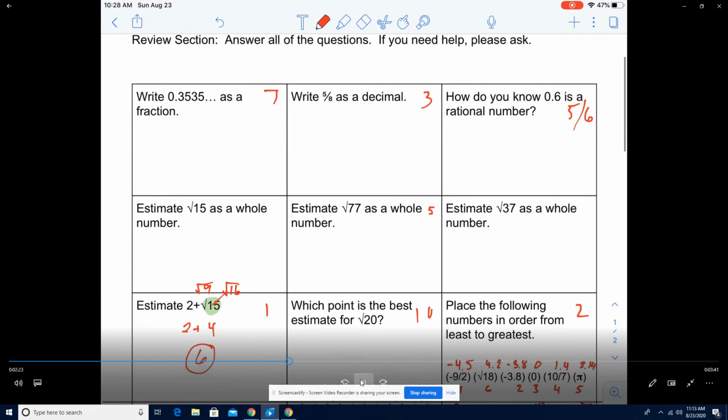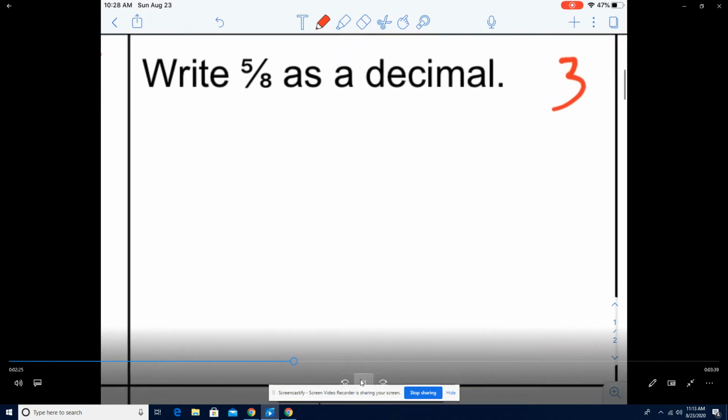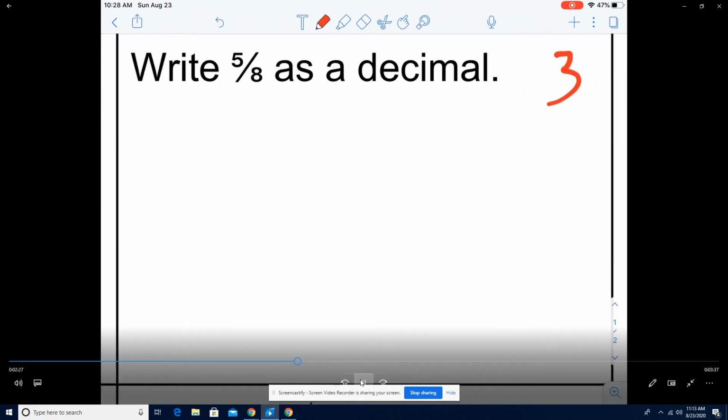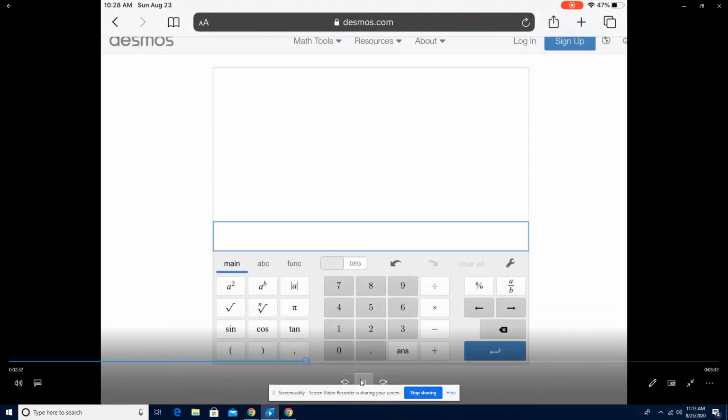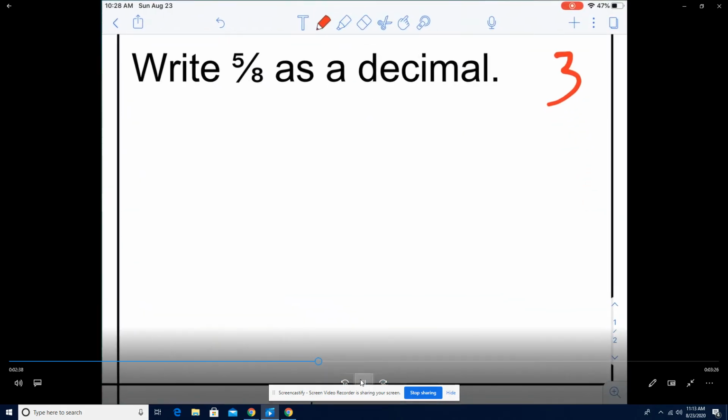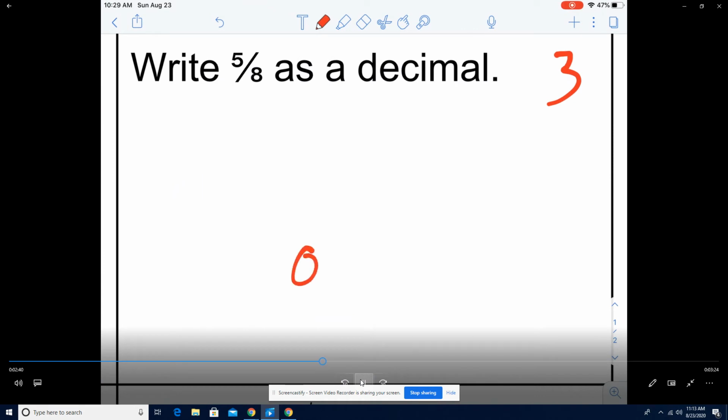All right, the next type of problem is how to write a fraction as a decimal. You go to your calculator, and you take the top number and divide it by the bottom number. It's going to tell you 0.625, so you go back to your paper or your Canvas question, and you pick 0.625, or you type it in.